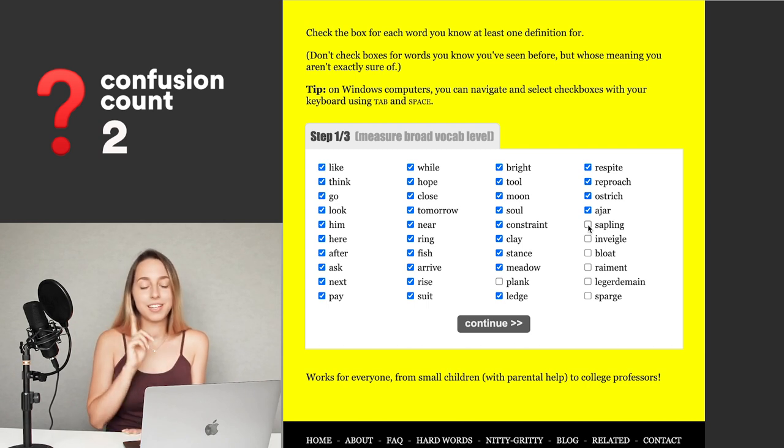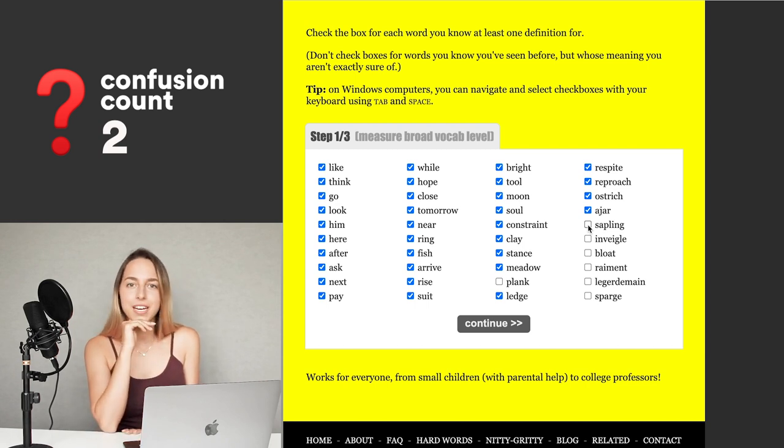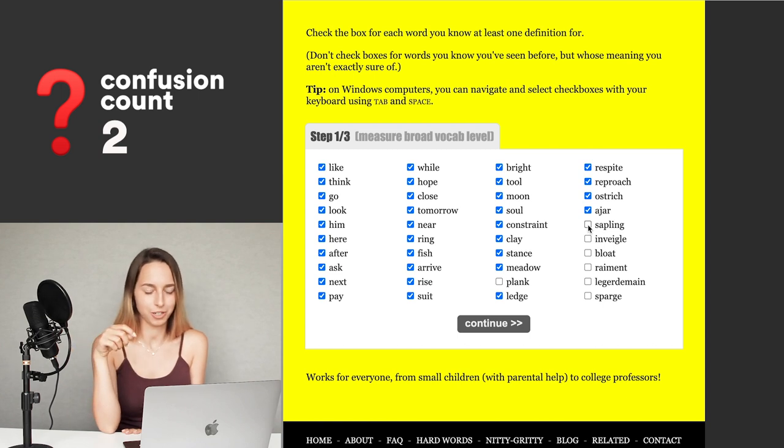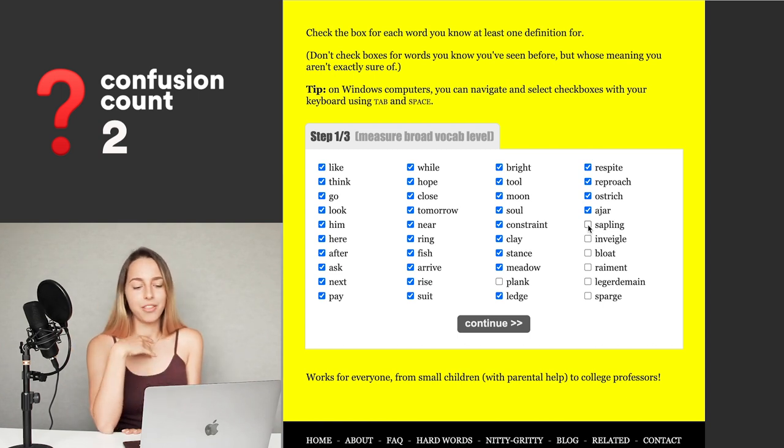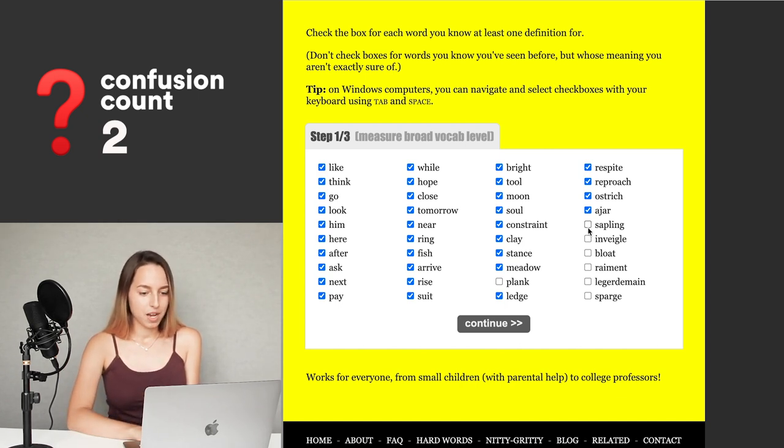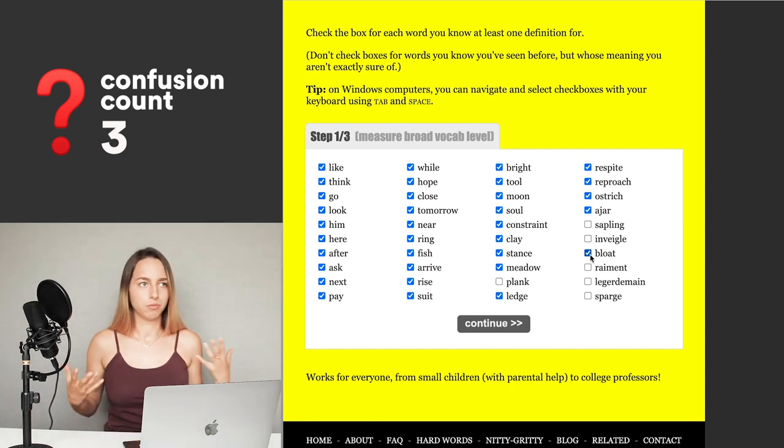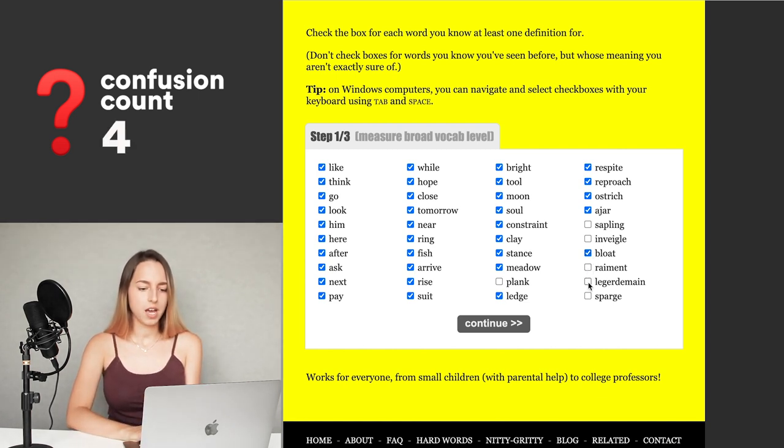You know, the coolest thing about that is that you can actually write down words that you don't know and then go Google them and learn them, and you're brilliant, you know, very specific words in English. Inveigle, no idea what that is, no. From food or gas, that's when you bloat or your stomach is bloated. Raiment, no. Ledgerdemain. Oh wow, this word, I think I know that.